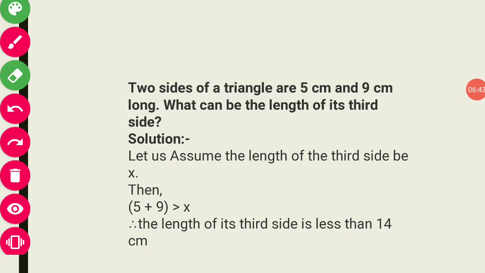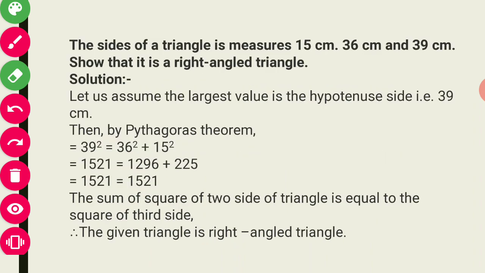Now the next question is, two sides of a triangle are given 5 cm and 9 cm long. What will be the length of its third side? So you will use the concept of triangle inequality, which says that the sum of the two sides of a triangle is always more than the third side. So two sides are 5 and 9, add them, you will get 14. So the third side will be less than this 14 centimeter. So the value of third side will be less than 14 centimeter.